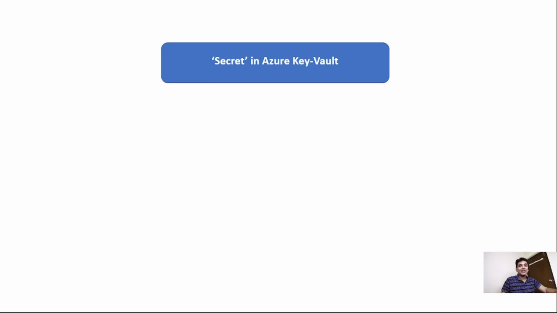Hey guys, now in this video, let's work with secrets in Azure Key Vault. In simple words, consider a secret as a connection string in our project. So for example, it can be a connection string to connect to our SQL database, or it can be a connection string to connect to our Azure storage account.